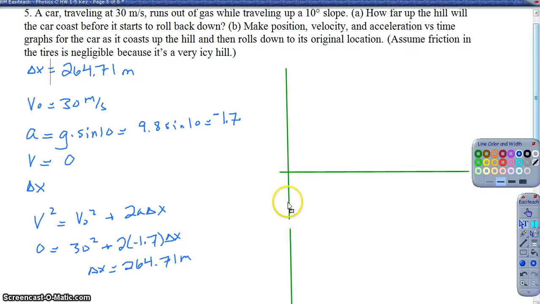For the graphs, I think I will probably run short on time, so I will go ahead and pick up the graphs with part 2.